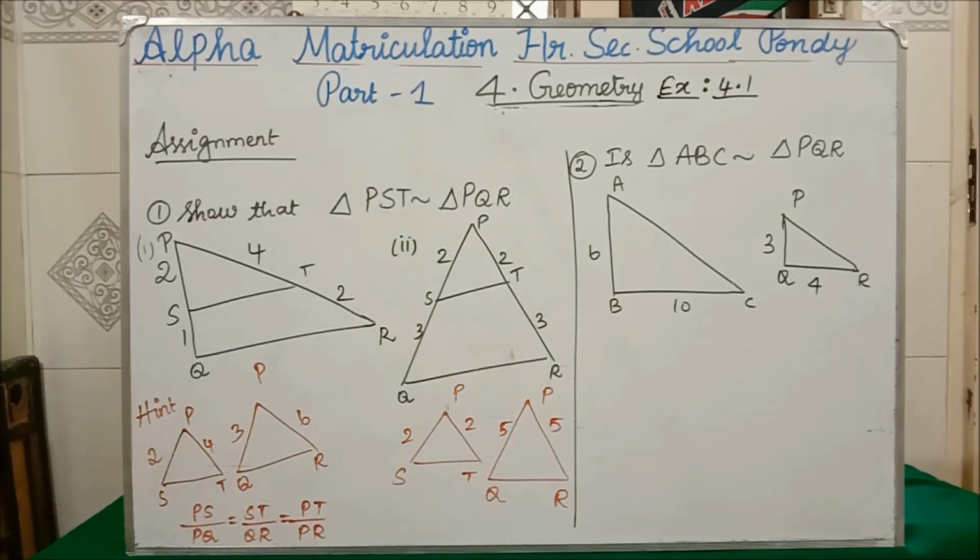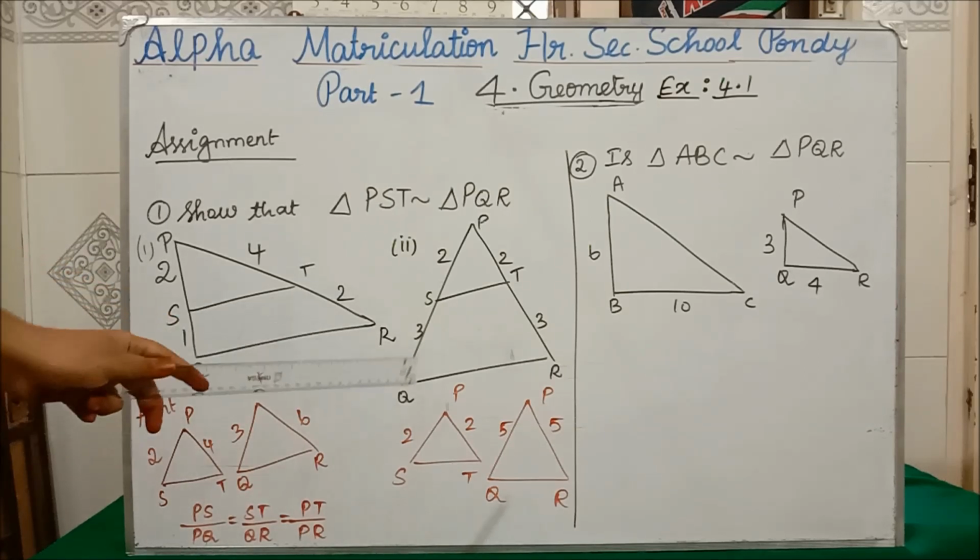The corresponding sides are proportional. So according to that you allot the values. See here, ST and QR we don't have values, so leave that one. Consider the other two and find whether these two triangles are similar. If you get the same value on both sides, therefore the two triangles are similar, you have to write. If you don't get both sides equal, you have to write therefore triangle PST is not similar to triangle PQR. The same applies for 1 and 2.